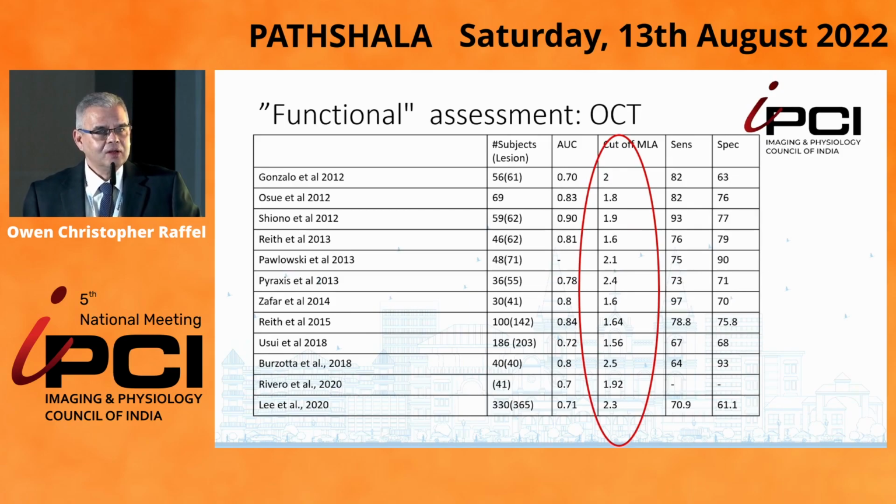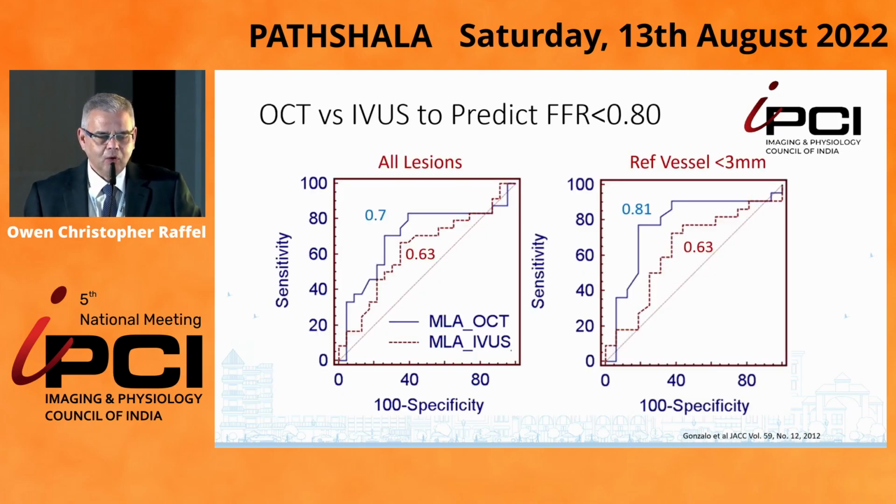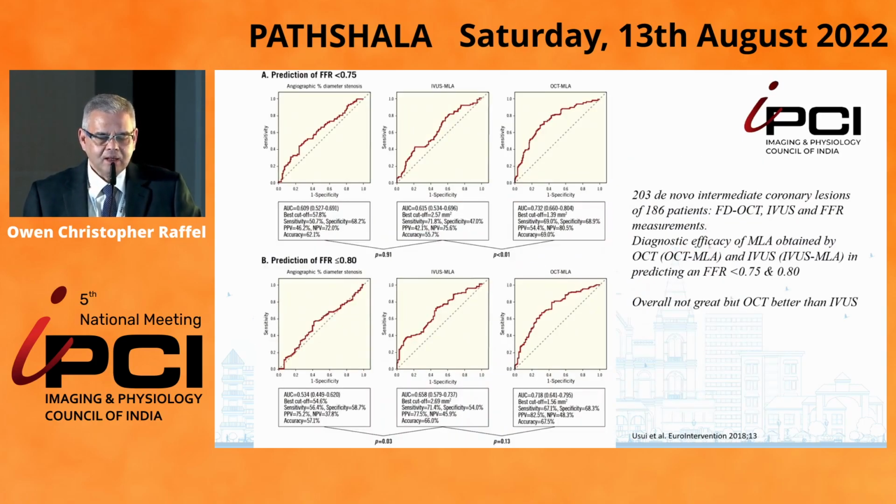MLA is still the winner in the context of a 2D assessment, but often with area under the curves of around 0.7 in the larger studies, which really isn't good for a diagnostic test. Is OCT or IVUS better in this context? Well, it looks like from smallish studies that particularly in small vessels less than 3, OCT is probably better if you're wanting to use MLA. And in the larger study, based on an FFR of 0.75 or 0.8, the area under the curve for OCT is consistently better than IVUS, but still with an area under the curve of 0.7.